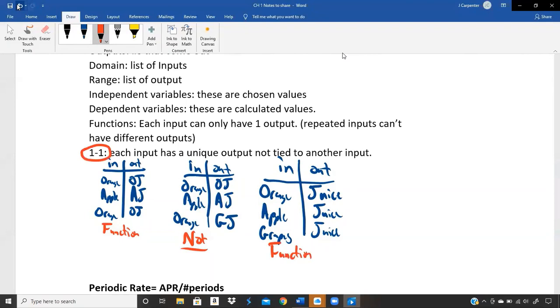One-to-one. Each input has a unique output not tied to another input. So this says that one in can only lead to one out. One of these three examples is one-to-one, the other two are not. Now, if it's not a function, then it's not one-to-one. So this cannot be one-to-one because it's not even a function. In order to be one-to-one, it has to first be a function. So this is definitely not one-to-one. So it's the first or the third that's one-to-one. Let's see if we can figure this out. Each input has a unique output not tied to another input.